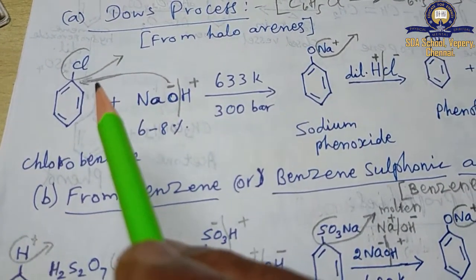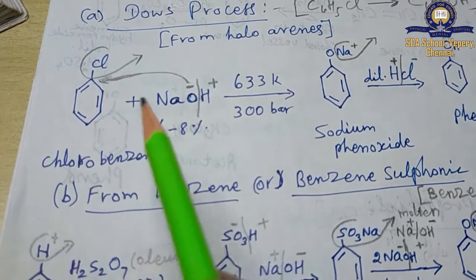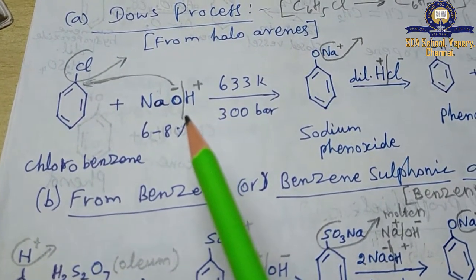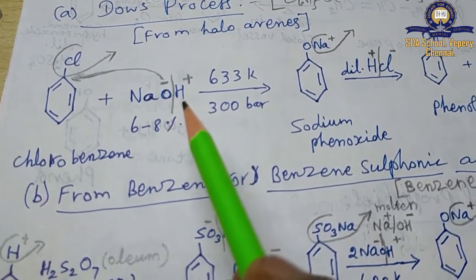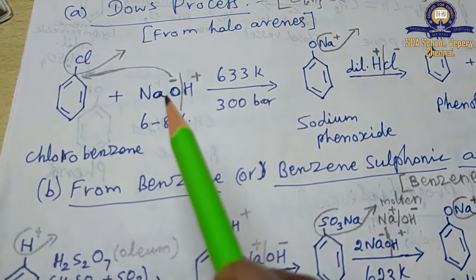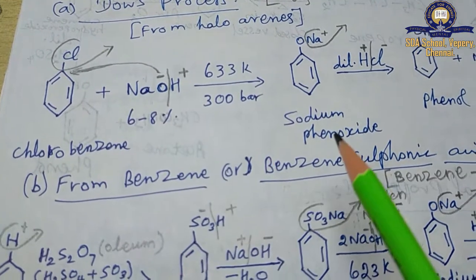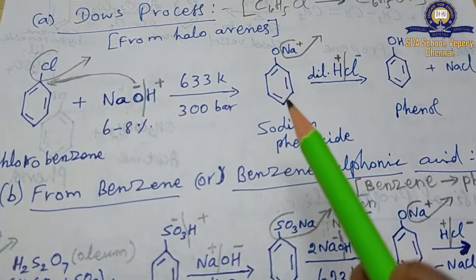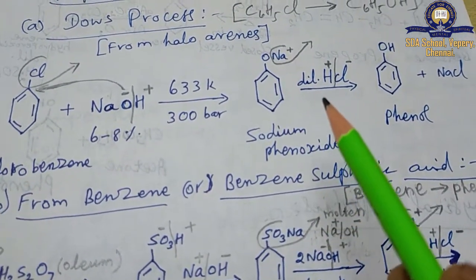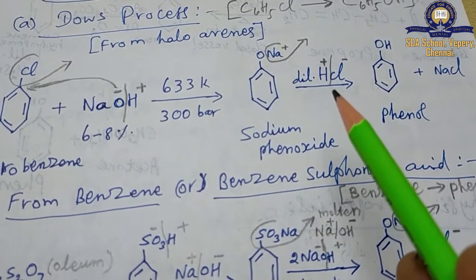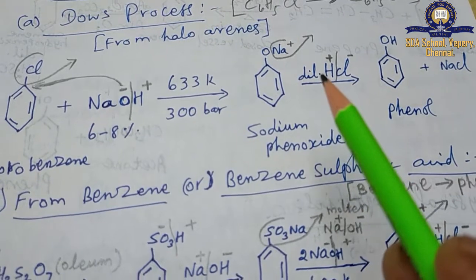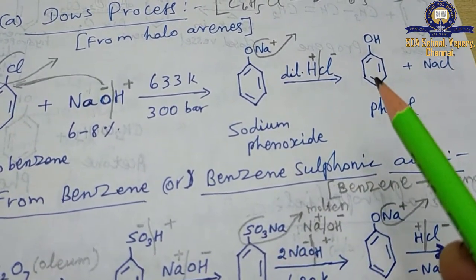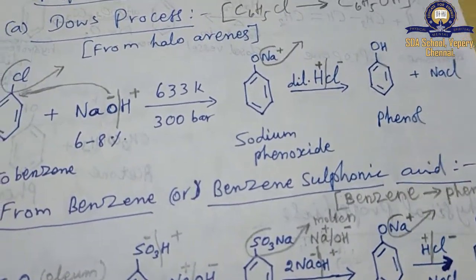Listen, here the Cl minus is replaced by ONa minus, that is sodium hydroxide ionized as ONa minus and H plus. This Cl minus replaced by ONa minus will give you sodium phenoxide. Then it undergoes acidification with hydrochloric acid. In that sodium phenoxide, the Na plus ion is replaced by H plus ion to give phenol, then sodium chloride.